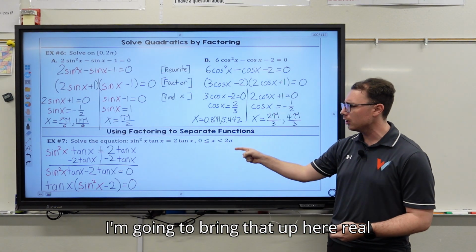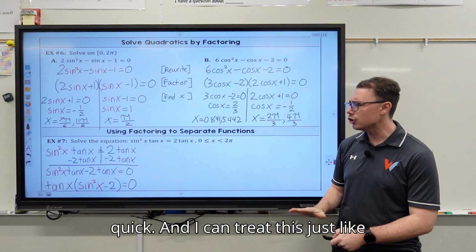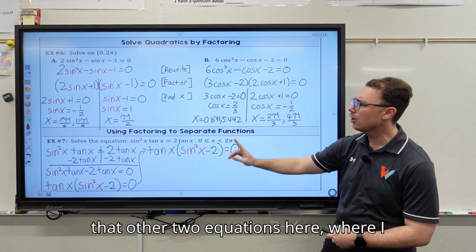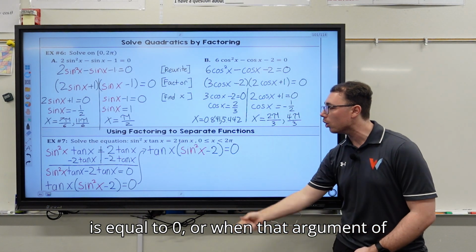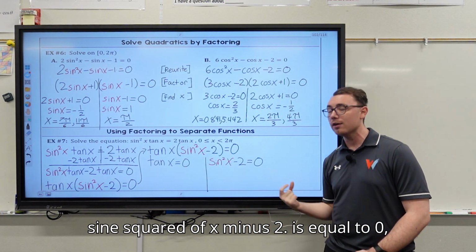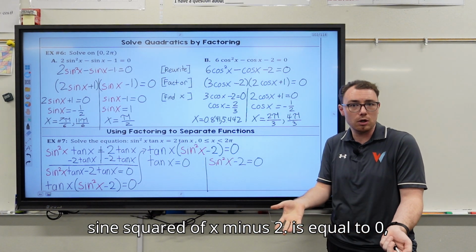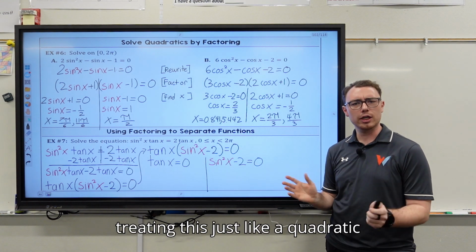I'm going to bring that up here real quick. And I can treat this just like those other 2 equations here, where I want to try and solve when tangent of x is equal to 0, or when that argument of sine squared of x minus 2 is equal to 0, treating this just like a quadratic equation.